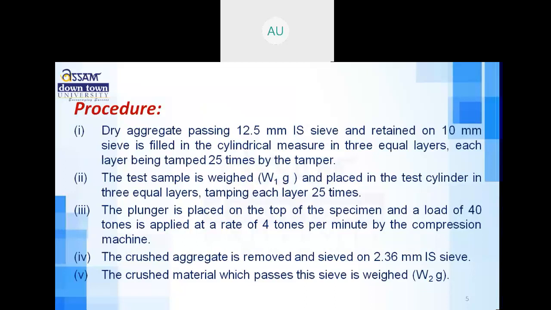Then the crushed material which passes through the 2.36 mm IS sieve is weighed and the weight is noted as W2 gram. Now the aggregate crushing value is the percentage of the crushed material passing 2.36 mm IS sieve in terms of the original weight of the specimen. The formula for aggregate crushing value is given as 100 × W2 / W1 %.